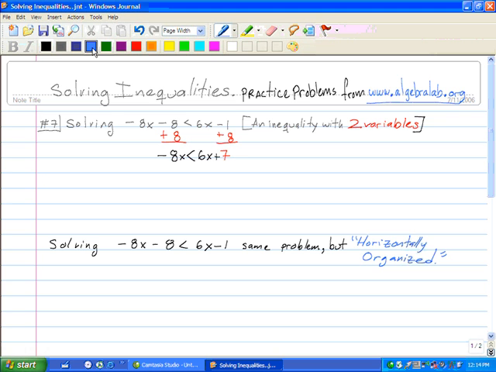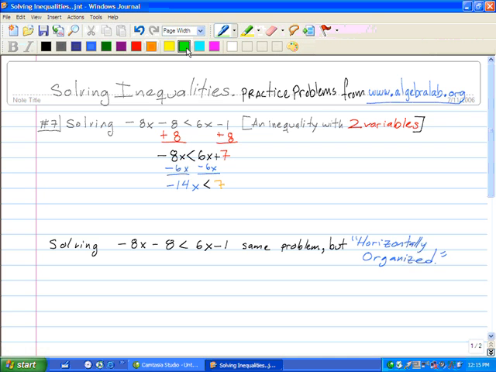I will attempt to cancel the 6x. I will do so by subtracting 6x from both sides. Now I'm going to go ahead and do the math after I have organized the step vertically. 6x is cancelled on one side. 8x minus 6x, since they are both negatives, you add them, will give you negative 14x. Bring down my inequality symbol, and I'm going to bring down my 7.